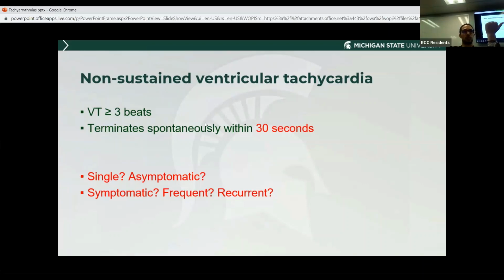More than 3 beats of wide complex that terminates within 30 seconds. So 30 seconds will be probably like 90, 100 beats, something like that, but you can measure it. So it's non-sustained VTAC. First question you ask the nurse: was he symptomatic or not? Was he having any kind of symptoms? Did he feel it or not? And then how frequent is it, is it recurrent? How often does he get these?